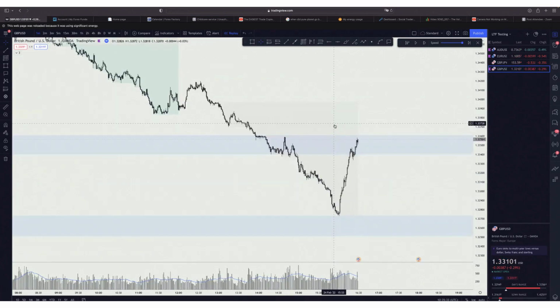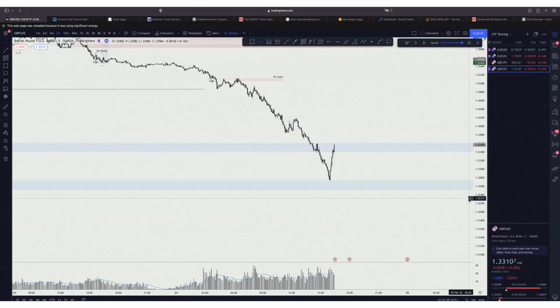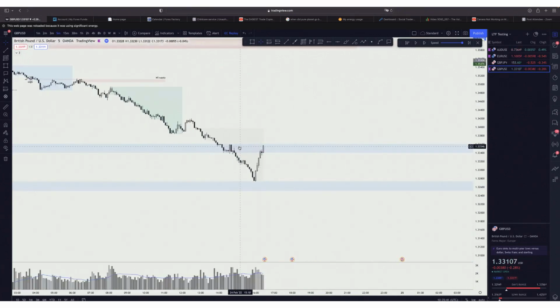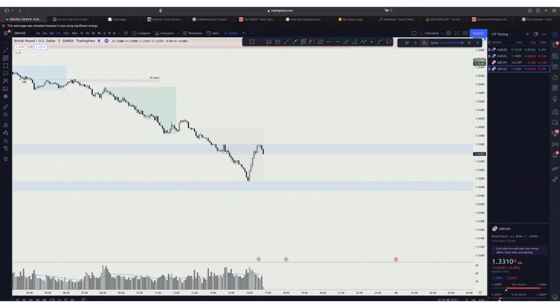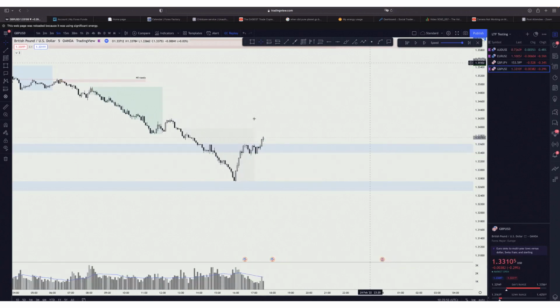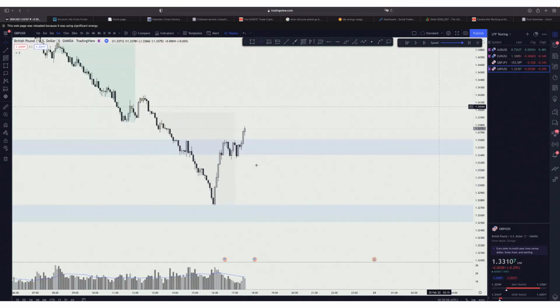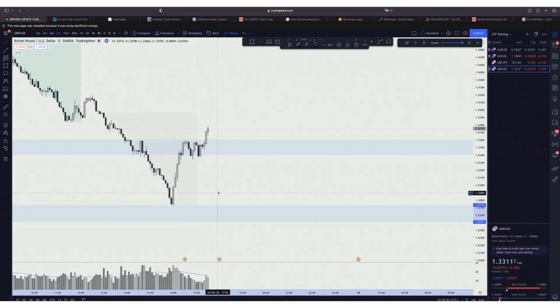So not a very nice tap. Obviously, you know, it does happen, doesn't it? It does sometimes tap it and go. I'd be interested to see if this supply holds. And it doesn't. So, do you think you would have been able to get in here, Seb, or would you not take it with current market conditions? Just a tap on demand.